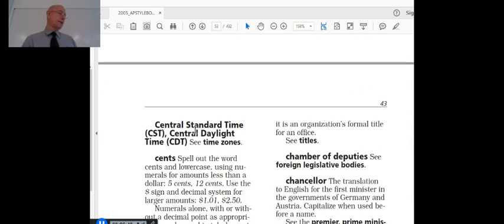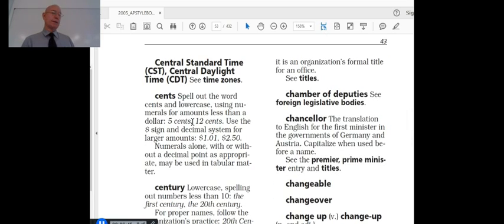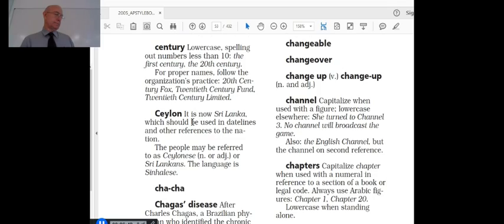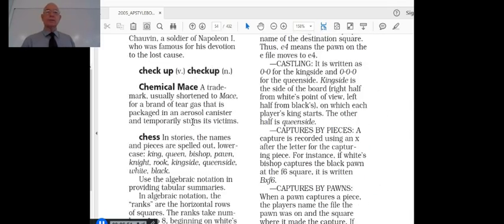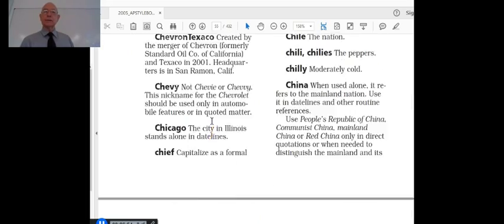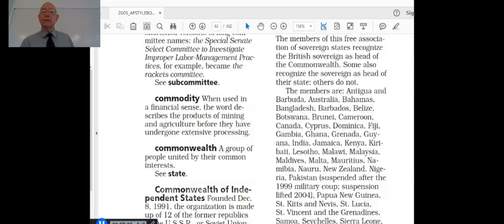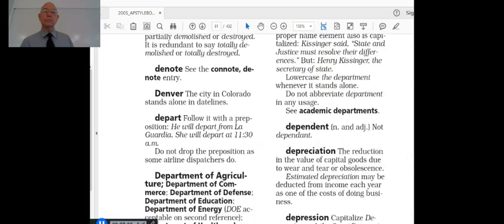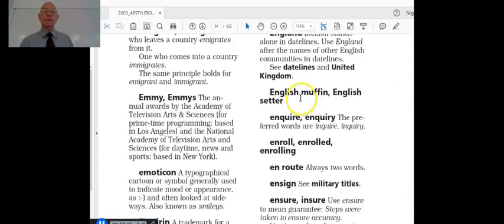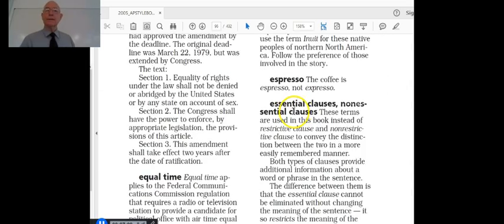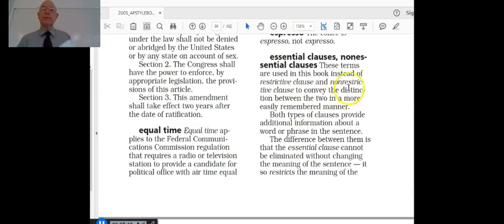Let me go to a different one here. Let me go to essential clauses and non-essential clauses. Going down, finding the E down here. So I've referred to them when I've talked to you. So it's in here under essential clauses, non-essential clauses. These terms are used in this book instead of restrictive clause and non-restrictive clause. So you may have been taught it with a different name.